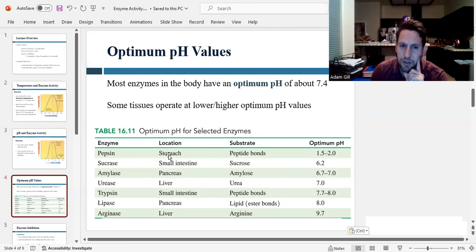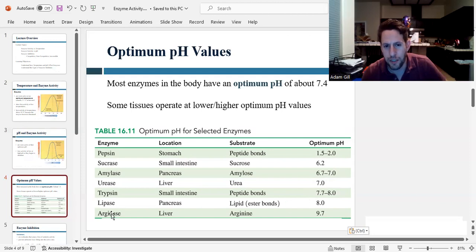Here's a chart showing you different enzymes, where they're located in the body, and what their optimal pH is. A really obvious one is pepsin, which is an enzyme that breaks down protein in your stomach and small intestine. When you eat a steak, there's an enzyme in your stomach that starts breaking down the proteins in the steak. That's pepsin. Well, you have stomach acid, and so pepsin has evolved to operate best in an acidic environment because it lives in your stomach. Its ideal pH is like 1.5 to 2. But that's a unique example. Most enzymes are around 7.